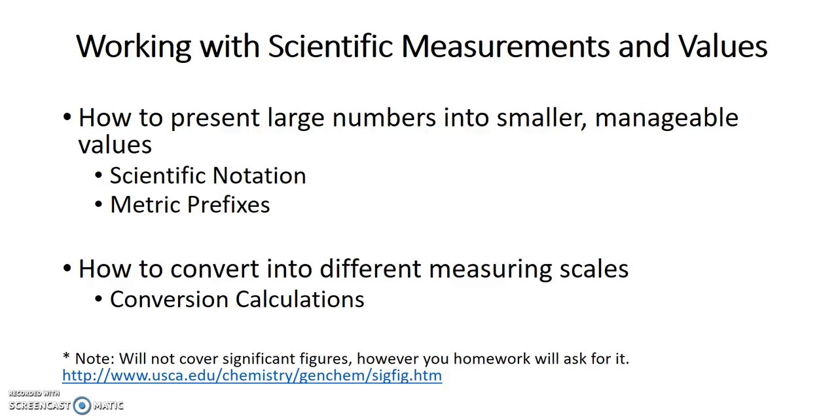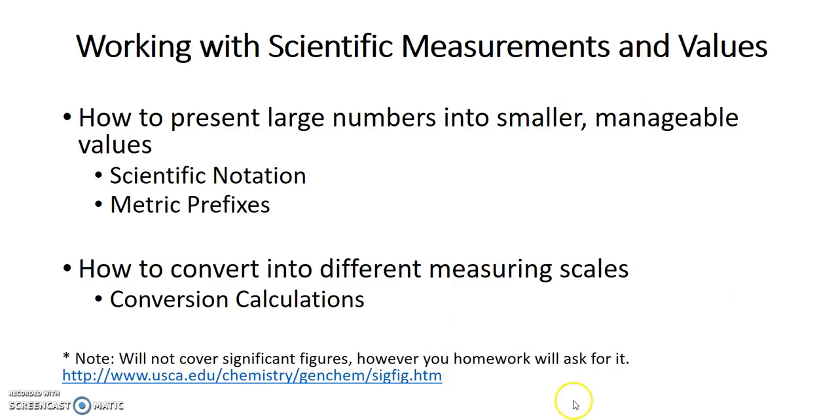Once we've got our systems and models together, now we're going to take some measurements. When it comes to taking measurements, we like to use some, not necessarily shortcuts, but some manageable ways to deal with these large and small numbers. That's where scientific notation comes in. We can also use metric prefixes to help with that as well, so we don't have lots of numbers trailing after things.